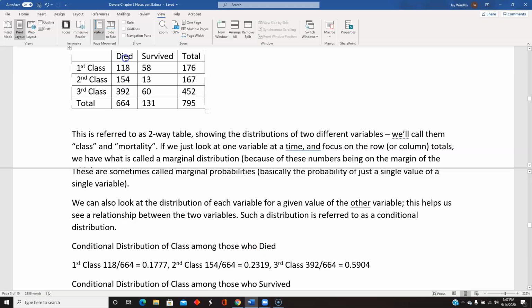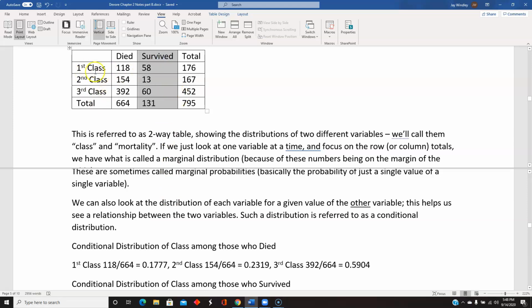So now I'm focusing on this column here, only looking at the column of people who died. Among those who died, the distribution of class. So 118 of the 664 that died are first class, which was 17%. And 154 of the 664 that died were second class, 23%, and so on. So when we were looking at the numbers over here, that was the marginal distribution. Now I'm only focusing on the distribution of class among those who died. That's a conditional distribution.